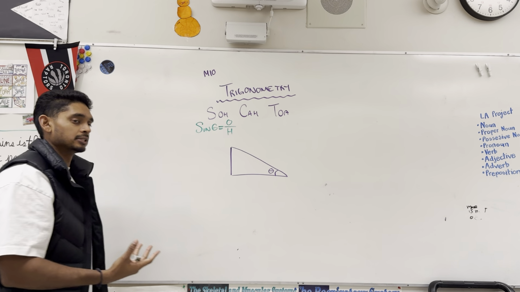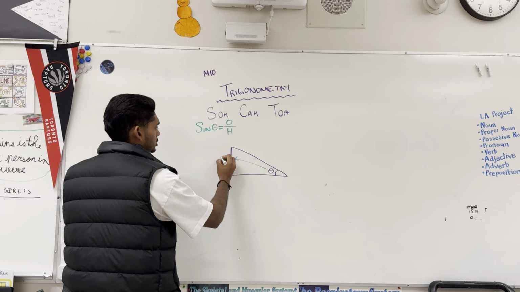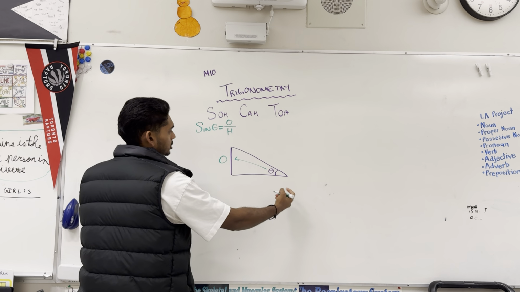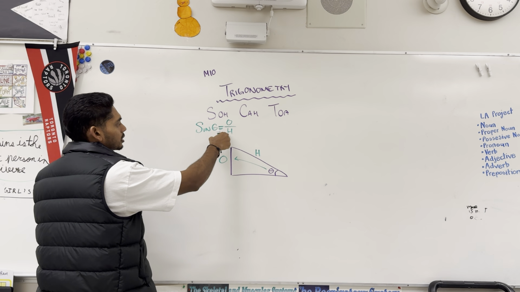What is the opposite side length? Furthest away. So this is opposite. Where's the hypotenuse? Well, that's the longest side. Sine is opposite over hypotenuse.